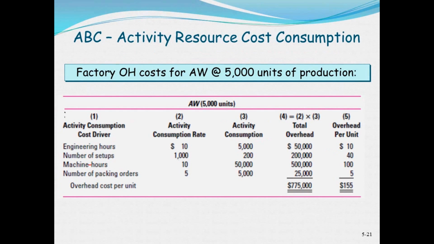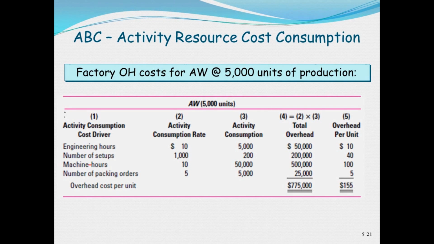And you can then find out the overhead cost for each of the two products. So at 5,000 units, you would take the rate times the amount of consumption that each product has for each of the activities and determine the total overhead cost. So AW, the high-end product, had $775,000 of costs, and they were allocated $155 per unit.